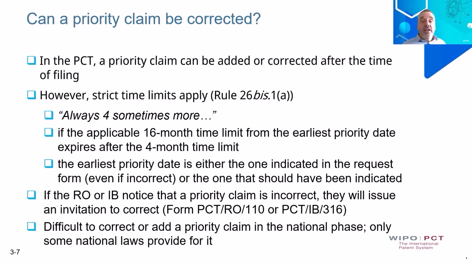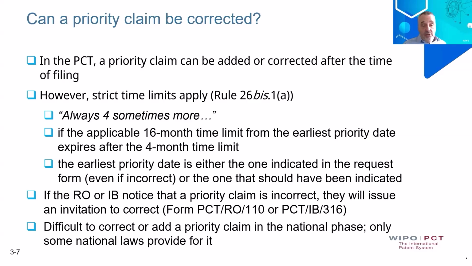There is also an online time limit calculator on our website, so you can always use that, enter the relevant dates, and then it will actually tell you what is the time limit within which you could still correct this priority claim or add a priority claim.